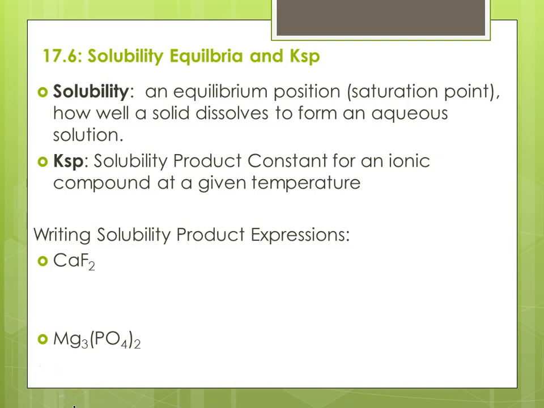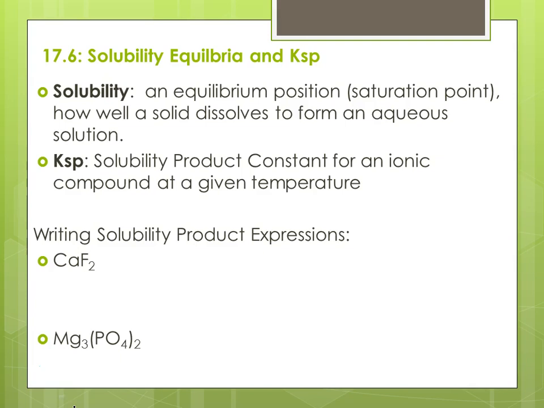idea of KSP. So here we have just a definition of solubility, that it's really an equilibrium position. You may have thought about solubility in terms of the saturation point, like how much can dissolve at a given temperature. And really, that is the point where the system is at equilibrium. So how well does it dissolve to form an aqueous solution? And we're going to use an equilibrium constant, a solubility product constant, to give us an idea of what that magnitude looks like. And so we call that KSP.